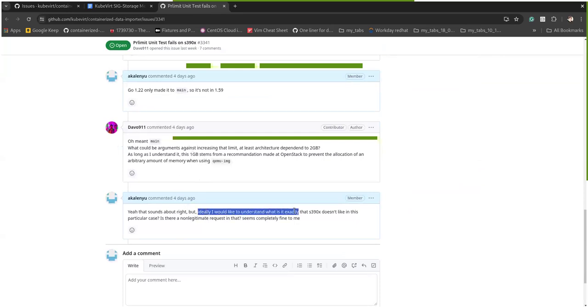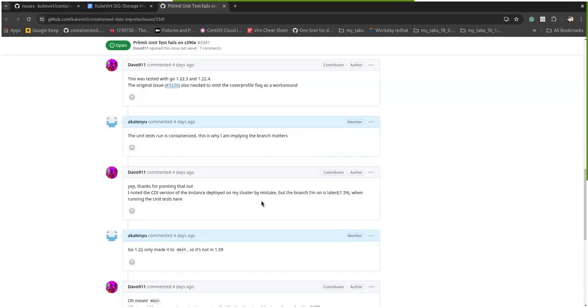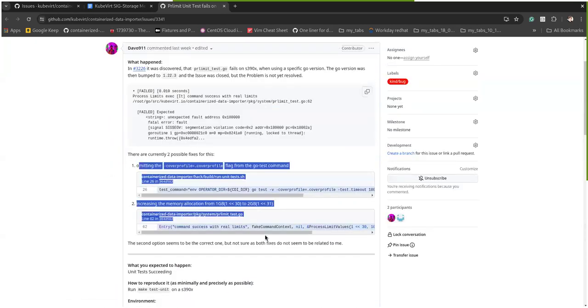I really would like to understand the real issue with requesting 1 giga. It should be plenty and it should be legit to ask for that. So why would it fail on S390? So I wouldn't take a PR that goes any of these ways.